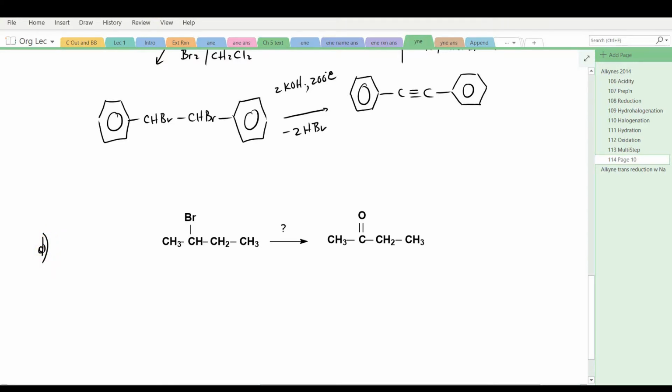How do we convert 2-bromobutane to this ketone? And by the way, the name of this would be 2-butanone. Again, you're not responsible for nomenclature of ketones in this course. In any case, how do we form 2-butanone? Do you recall that ketones were formed after the hydration of an alkyne to an enol, and the enol spontaneously rearranged to the ketone.